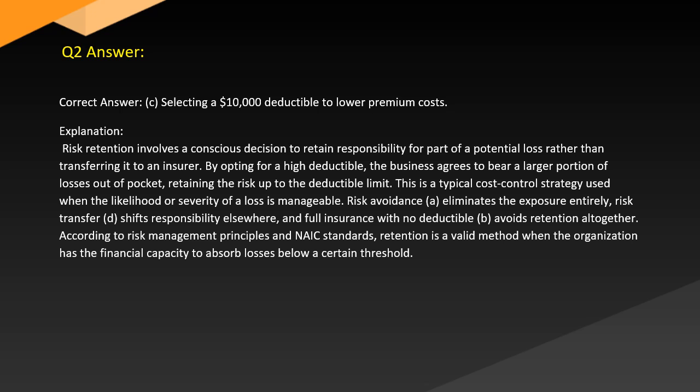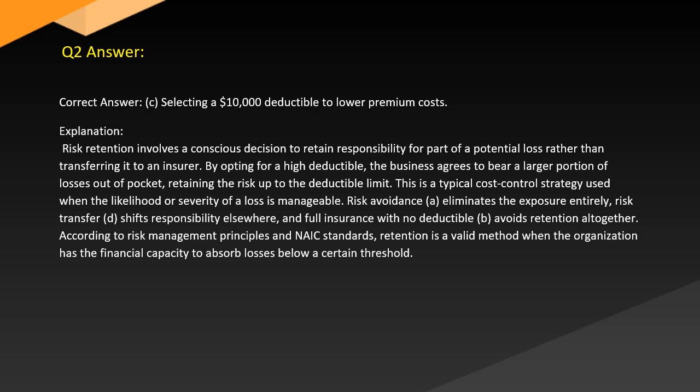Answer. Correct answer C. Selecting a $10,000 deductible to lower premium costs. Explanation. Risk retention involves a conscious decision to retain responsibility for part of a potential loss rather than transferring it to an insurer. By opting for a high deductible, the business agrees to bear a larger portion of losses out of pocket, retaining the risk up to the deductible limit. This is a typical cost control strategy used when the likelihood and severity of a loss are manageable.